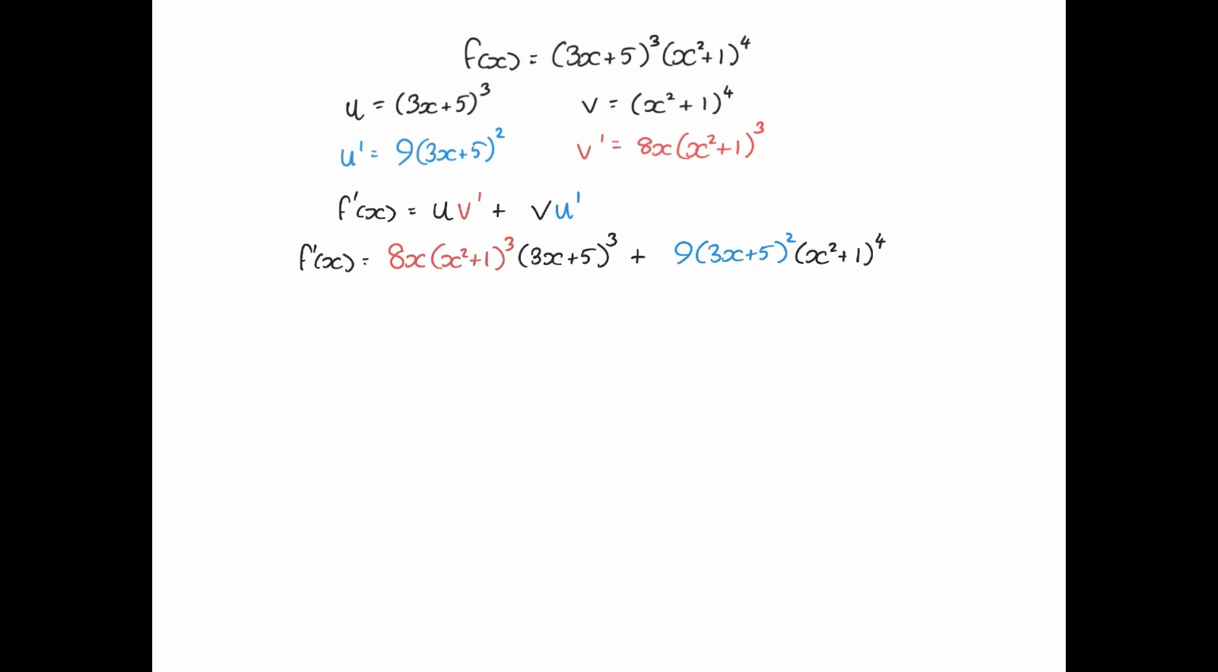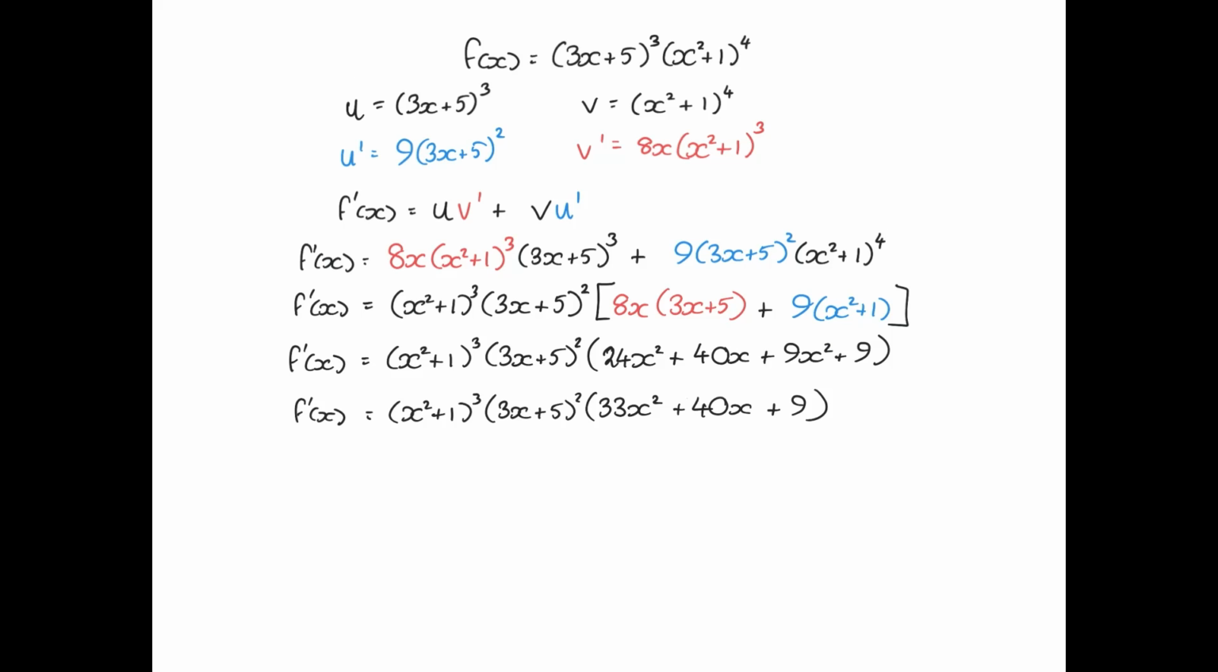We can see that in both cases we've got a 3x plus 5, and the lower power is squared, and we've also got an x squared plus 1, where the lower power this time is cubed. So we take those two out as a factor, and we can see what the rest of it will simplify to. Inside the square bracket we have 8x lots of 3x plus 5 plus 9 lots of x squared plus 1. As you can probably see, we're going to get a quadratic expression inside that bracket. So we could find whether that factorises further, or we just have to leave it as the quadratic.